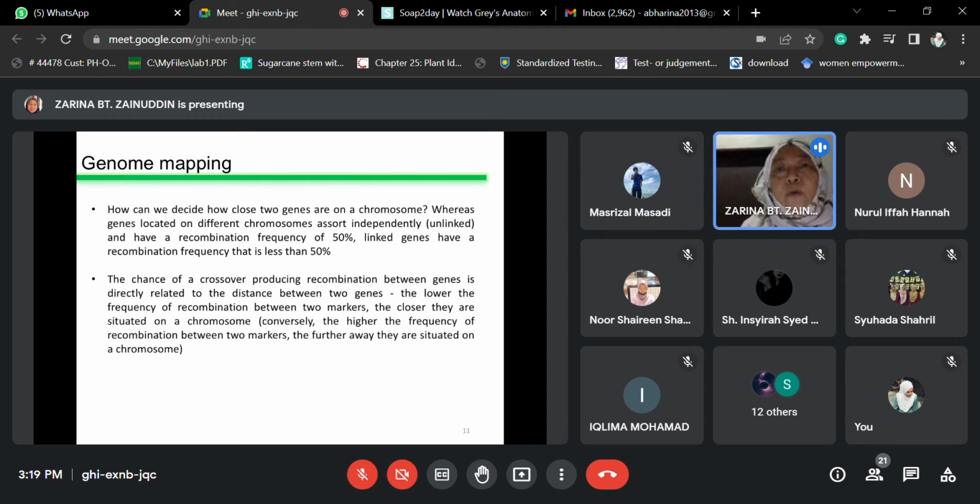Okay, so how can we decide how close two genes are on one chromosome? Whereas genes located on different chromosomes assort independently, are unlinked, and have a recombinant frequency of 50%, linked genes that are close together have a recombination frequency that is less than 50%. Okay, so the chance of crossover producing recombination between genes is directly related to the distance between two genes. So the lower the frequency of recombination between the two markers, the closer they are situated on the chromosome. Conversely, the higher the frequency of recombination between two markers, the further away they are situated on a chromosome. Okay, so based on this principle, we use molecular markers.